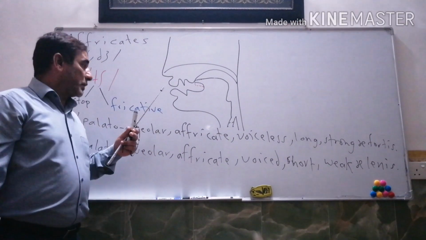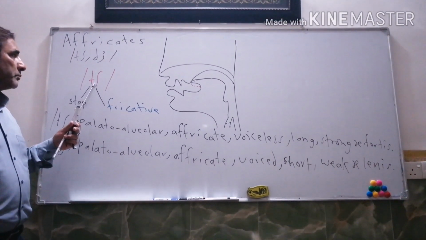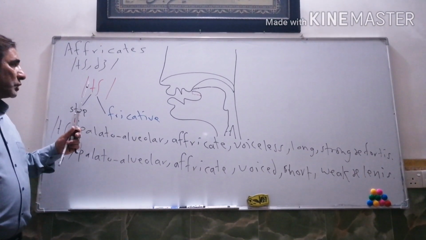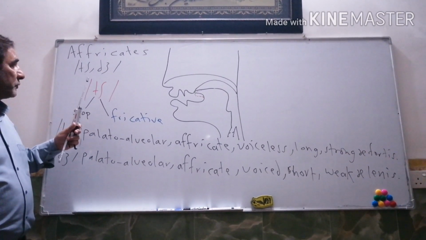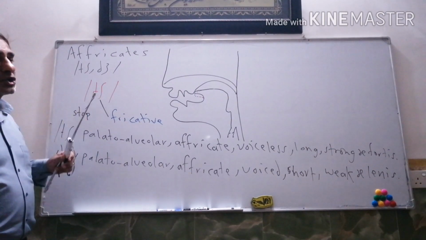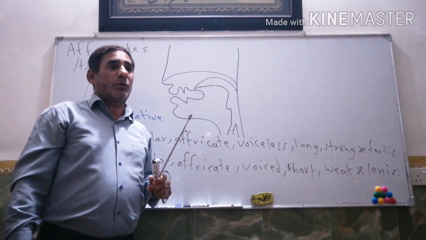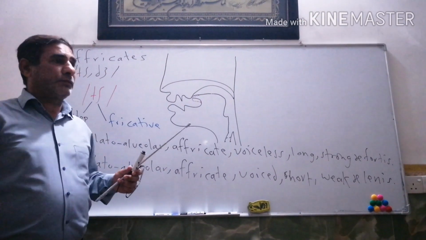This is a different phoneme, a different sound. It is one sound, one phoneme, but it consists of two parts. The first part is a stop, and this is also a stop. And the second part is a fricative. That is, you see here, this is "sh", which is a fricative, and this is "zh", which is also fricative. So we can say that neither the stop is complete nor the fricative is complete.